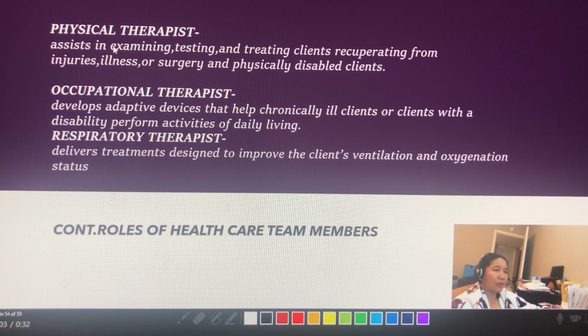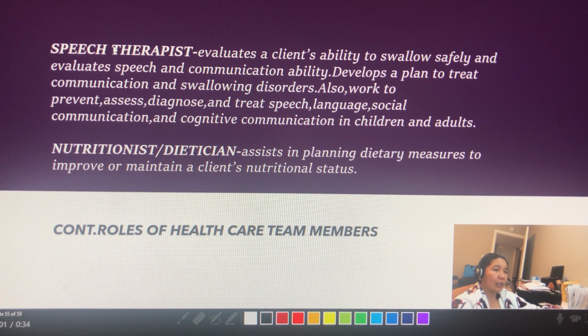Physical therapist assists in examining, testing, and treating clients recuperating from injuries, illness, or surgery, and physically disabled clients. Occupational therapist develops adaptive devices that help chronically ill clients or clients with a disability perform activities of daily living. Respiratory therapist delivers treatments designed to improve the client's ventilation and oxygenation status. Speech therapist evaluates the client's ability to swallow safely and evaluates speech and communication ability. Develops a plan to treat communication and swallowing disorders. Also works to prevent, assess, diagnose, and treat speech, language, social communication, and cognitive communication in children and adults. Nutritionist or dietitian assists in planning dietary measures to improve or maintain a client's nutritional status.